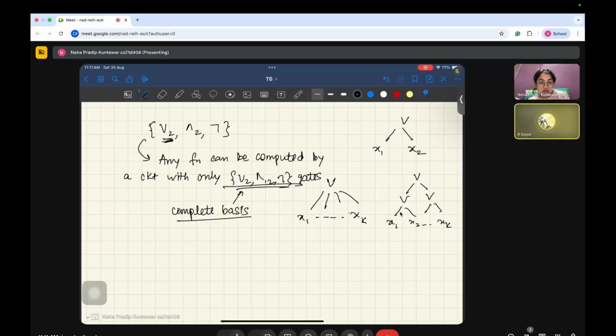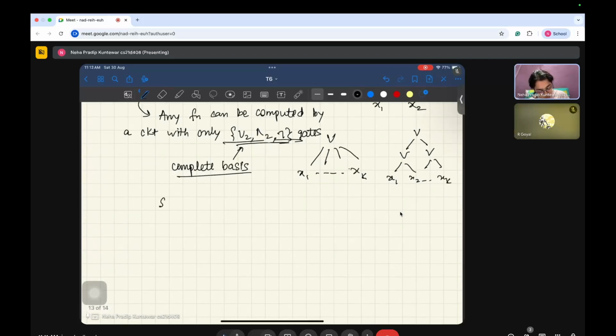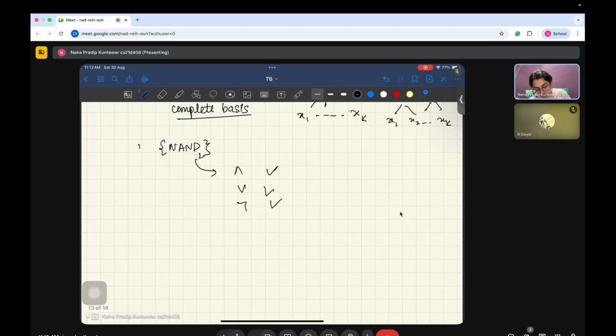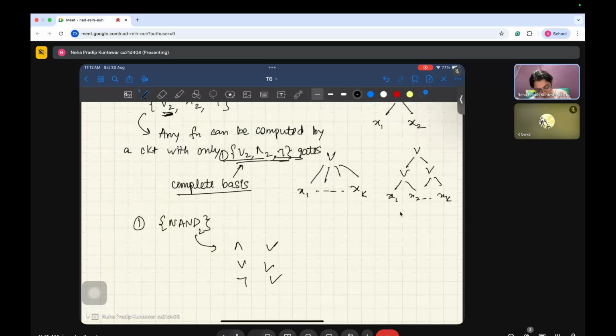And what about the NAND thing? The NAND used to be the universal gate. Exactly. So NAND is also enough. If you don't give me any of these but only NAND gates, it is still a complete basis, because I can simulate AND using NAND gates. I can simulate OR and negation also using NAND gates. Okay, so all these can be done. So this is one complete basis.